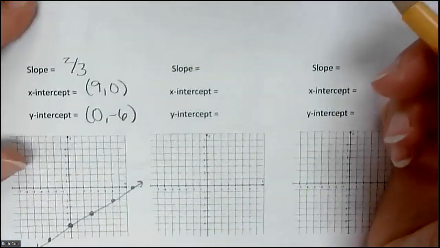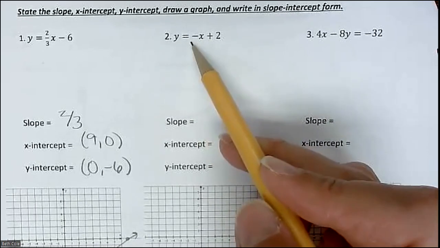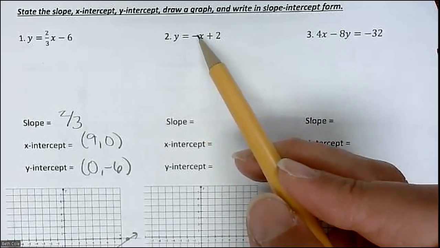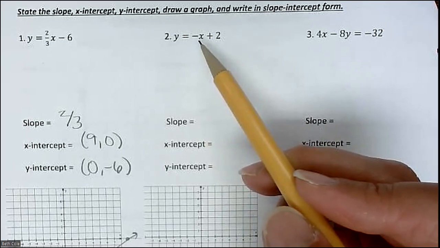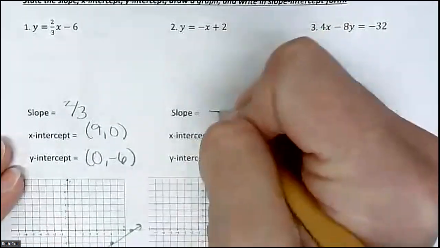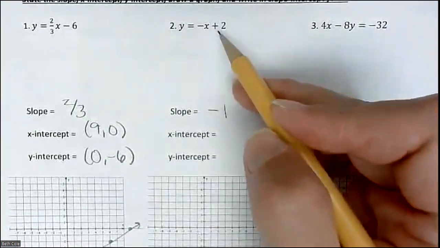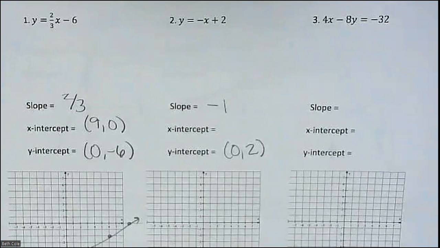All right, let's try it again. Looking at this one, it's already in slope-intercept form. You have y equals mx plus b. This is a little tricky though. What's really in front of the x? It's not 1, it's -1. Good. So your slope is -1. And your y-intercept is 2. And we're going to write that as (0, 2). It's a point, so you want to write something, comma, something.